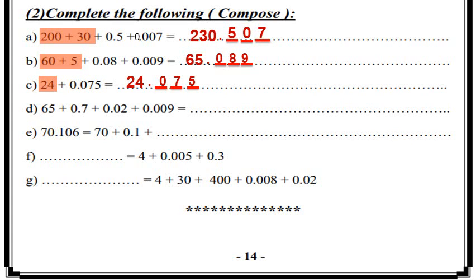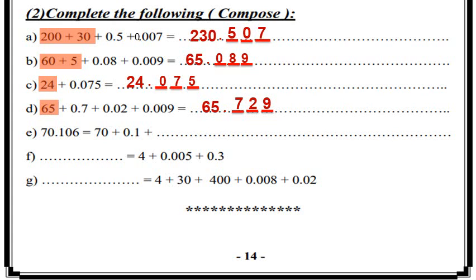In letter D, we have 65 plus 7 tenths, 2 hundredths, 9 thousandths. So here the 65 is the whole part. We will write it as it is. And now let's write the decimal part. We have the decimal point and 3 dashes for the decimal part. Let's write 7 in the tenths place, the first decimal place. 2 in the hundredths place, the second decimal place. 9 in the thousandths place, the third decimal place. So the number is 65 and 729 thousandths.